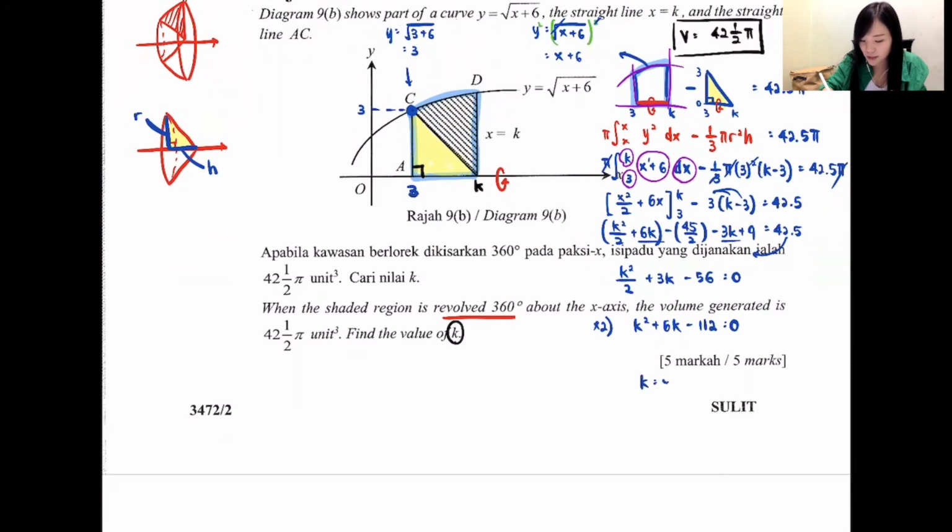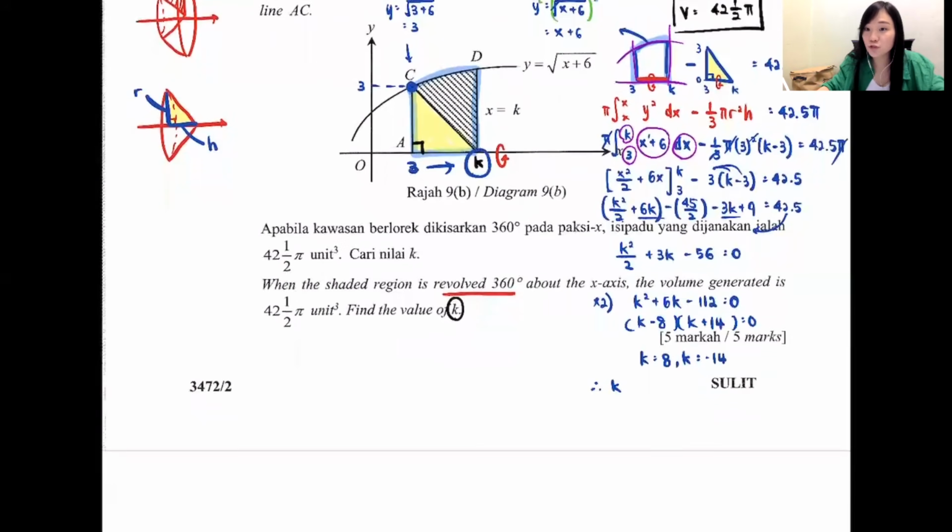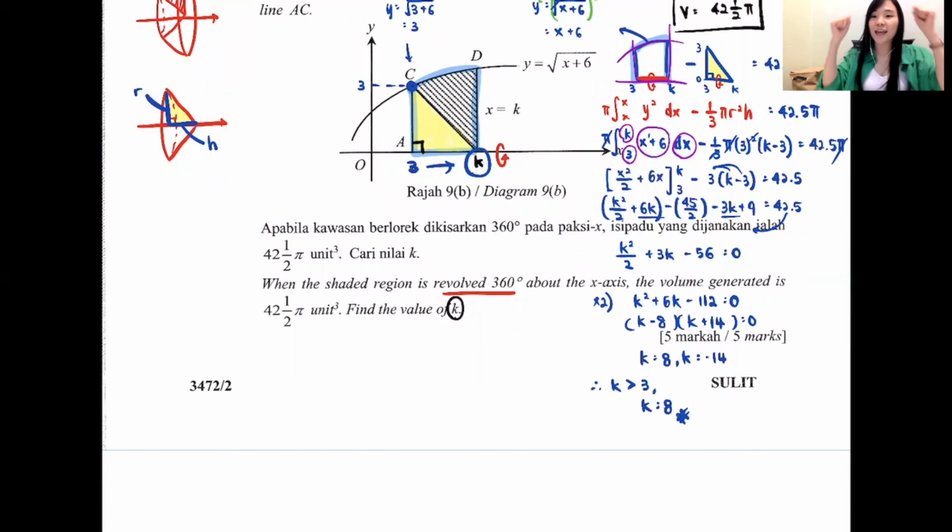From the calculator, the first k answer, I get 8. The second k answer, I get negative 14. Yeah, guys, I get 2 answers. But please don't tell me both are your answer. Do you guys realize that based on your graph, your k is on the right-hand side of 3? On the right-hand side of 3, that means your k must be bigger than 3. That's why my final k answer should be 8.